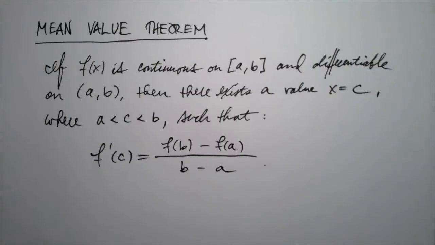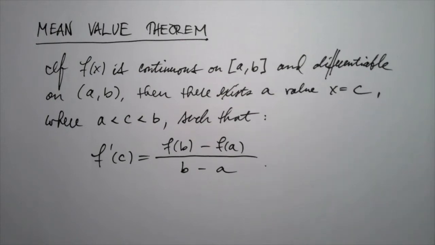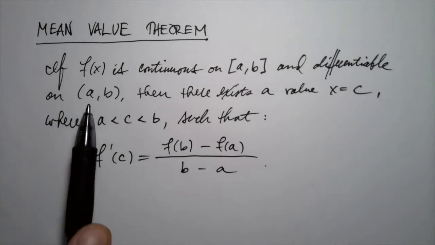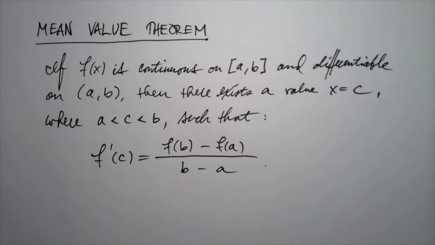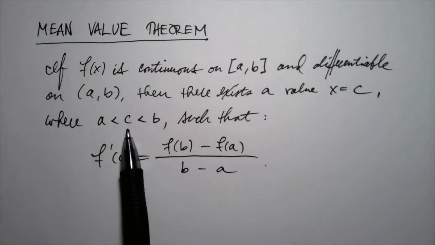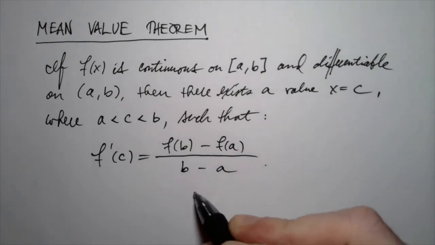The mean value theorem states that if f of x is a continuous function on the closed interval from a to b, and it's differentiable, meaning that the derivative exists on the open interval from a to b, then there exists a value, x equals c, some x value, that lies strictly between a and b, such that the derivative of f at c, f prime of c, is equal to f of b minus f of a divided by b minus a. What in the world is this saying?